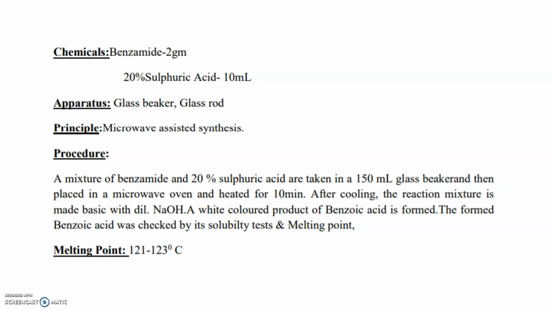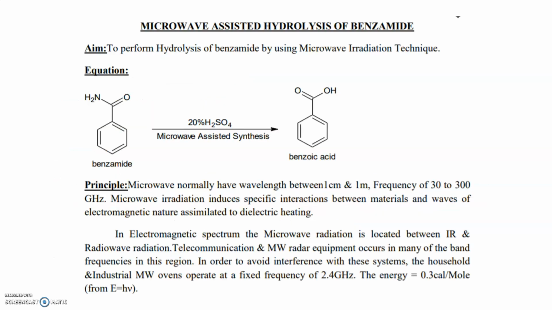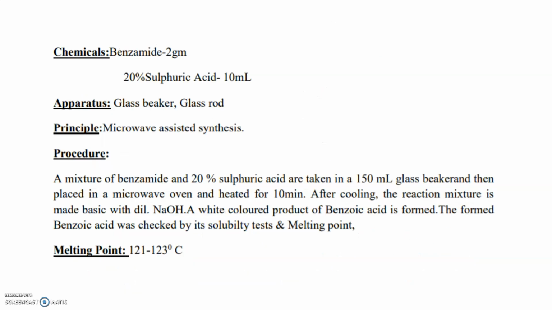Now, what chemicals are required for this experiment? Simple. You can see in this reaction, you need sulfuric acid and you need benzamide. Only two. So, benzamide, how much? 2 grams. And the other chemical, 20% sulfuric acid. How much do you need? 10 milliliters. Only 10 milliliters. So of these two chemicals, one is 2 grams and the other is 10 milliliters.